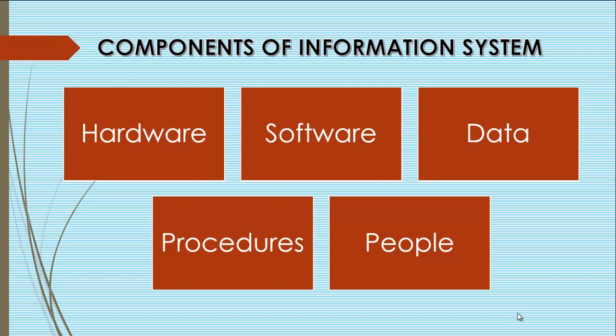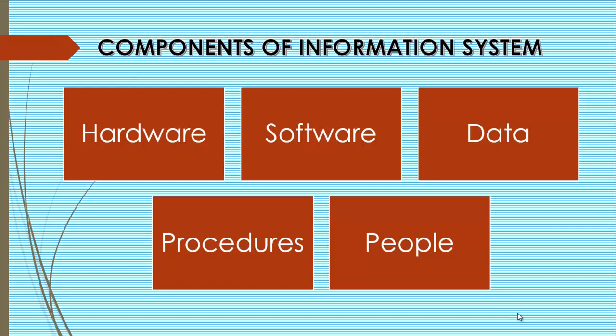We have another component of the information system, which is the software. The software includes all programs and applications that run on the hardware, such as the operating system, the database system, productivity system, and so on. So the next component is the data. The data includes all the information that is processed and stored by the system, such as customer records, financial data, and inventory data. All these comprise the data.